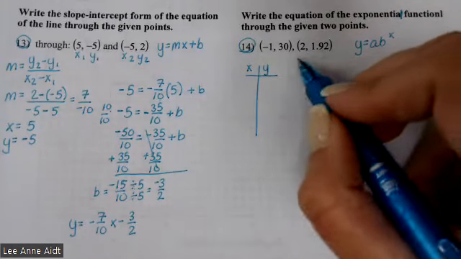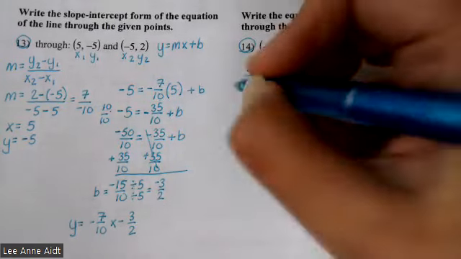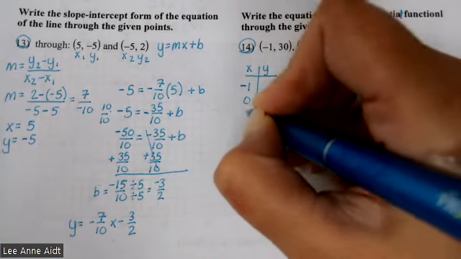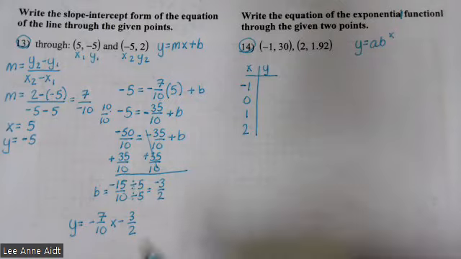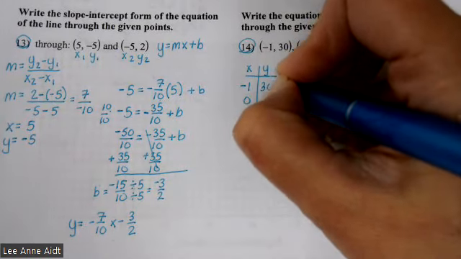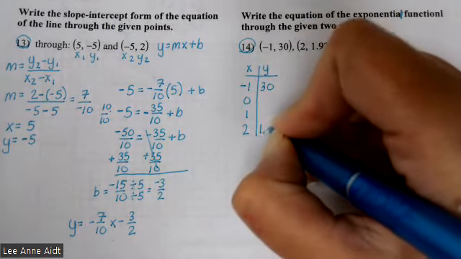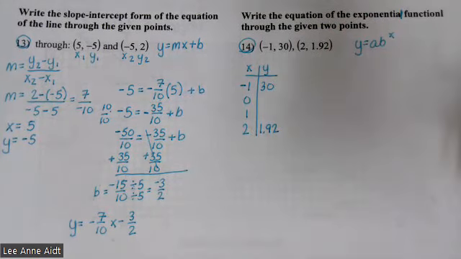And you put the points in the table and you make sure that you have a spot for 0, which will happen anyway in this problem because I need my x's to go from -1 to 2. So I have -1, 30 and 2, 1.92.